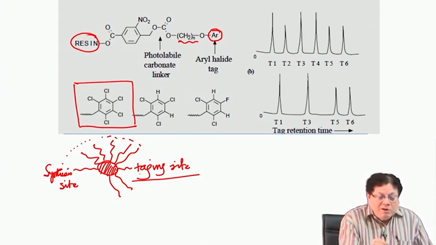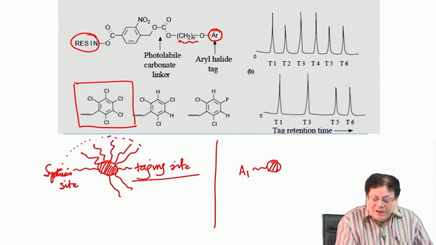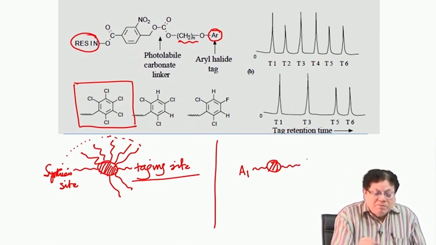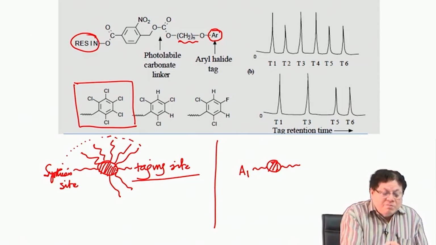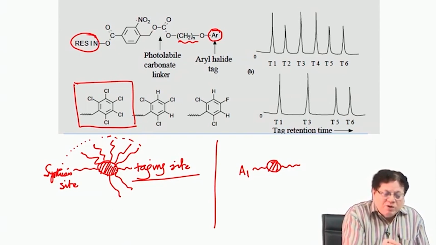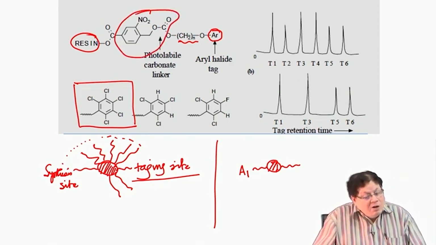Okay. So, suppose in the synthesis site I put A1, and in the tagging site I put this orthonitrobenzyl oxycarbonyl, sorry, not para, ortho. This orthonitro is like the veratryl oxycarbonyl I gave you, which is photolabile. This orthonitrobenzyl oxycarbonyl is also photolabile.